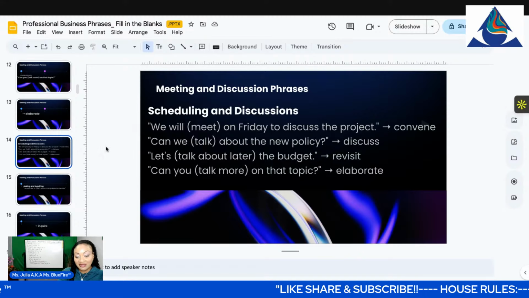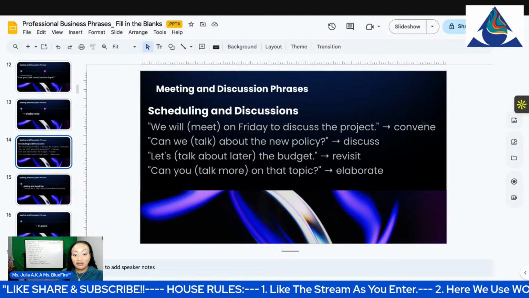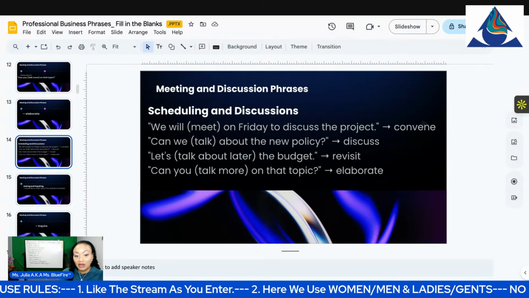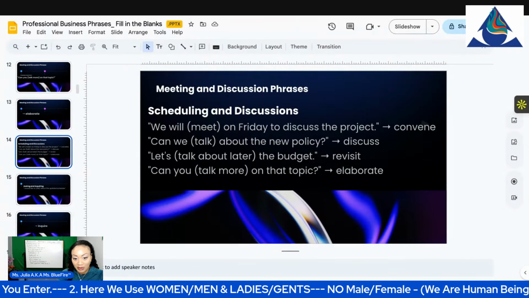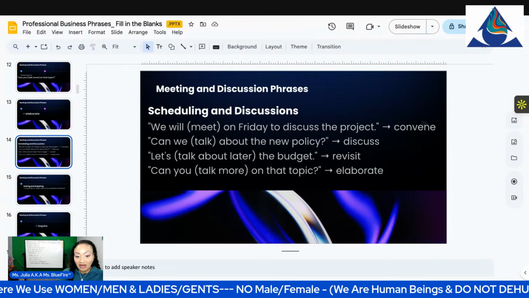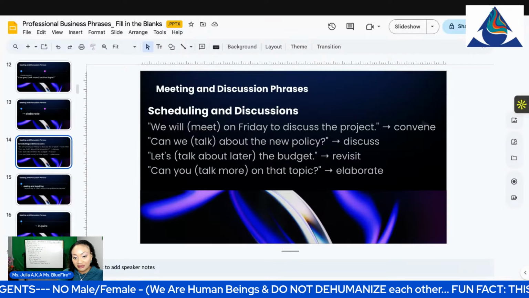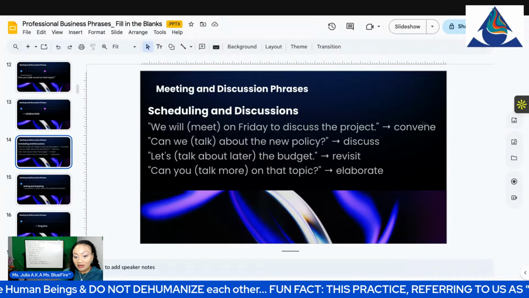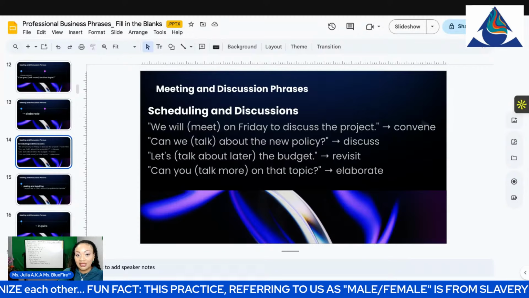Now, here is everything. All of them. So here is the full scope of it. We will meet on Friday to discuss the project. Convene. We can talk about the new policy. We can discuss the new policy. Let's talk about the budget later. Let's revisit the budget. You can say later. Can you talk more on that topic? Can you elaborate on that topic? Okay, good.